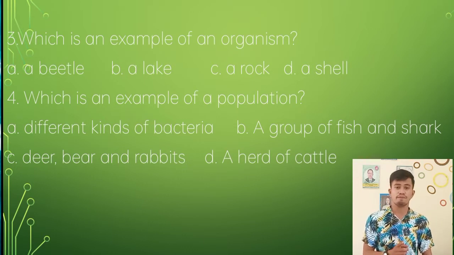And number 4, which is an example of population? A, different kinds of bacteria. B, a group of fish and shark. C, deer, bear, and rabbits. D, a herd of cattle. The correct answer is, when we say population, it is a group of the same species living together. That is letter D, a herd of cattle.